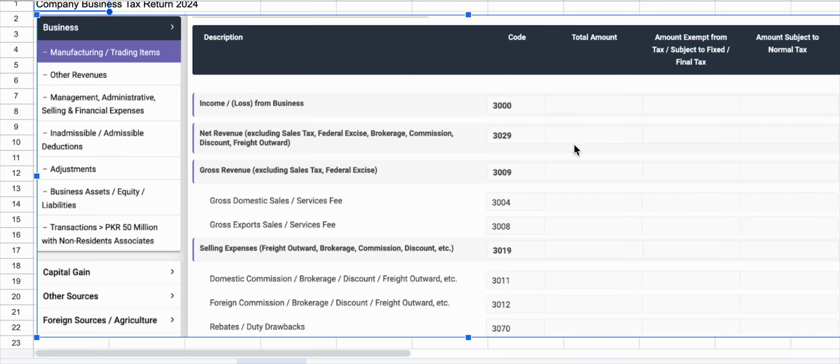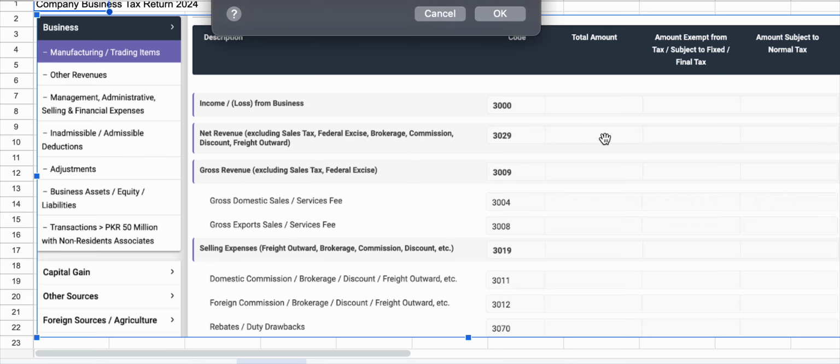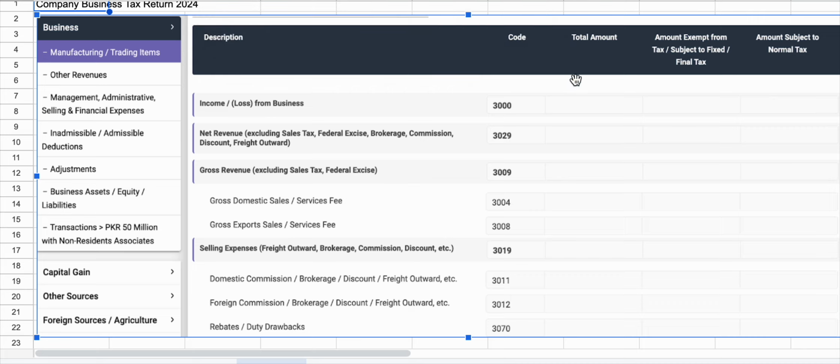So here, when we say net revenue, these two amounts will be added, and these two amounts will be minus, and this rebate will be added into this income, and you will be shown net revenue excluding sales tax, federal excise duty, brokerage commission, discount, and freight outward. So these are the different fields that you have to fill in order to accurately make up the income part of the tax return.